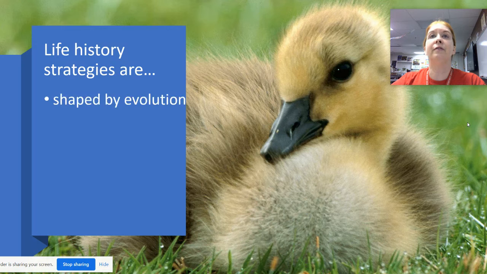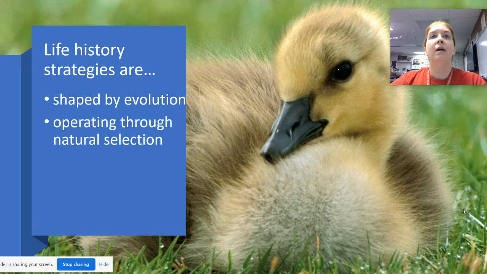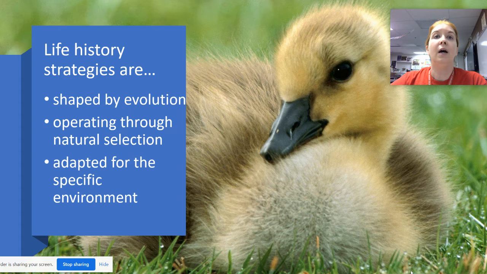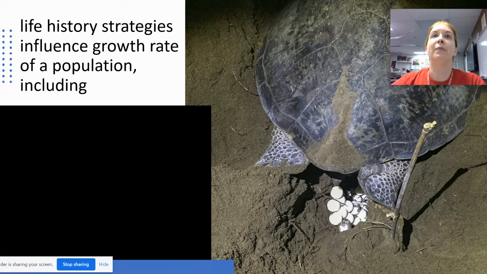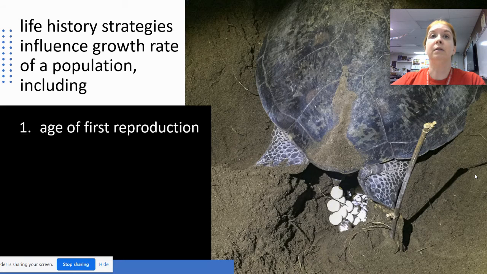Our life history strategies are, one, shaped by evolution, which operates through natural selection. So think back to survival of the fittest, whatever works best for the critter in question. And then, they are adapted for the specific environment. So keep those three things in mind when thinking about the different life history strategies that we're going to get into. They're going to influence the growth rate of a population, which makes sense.